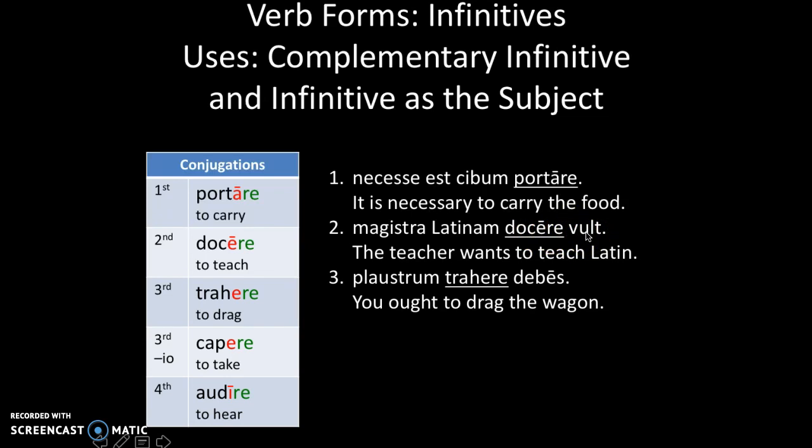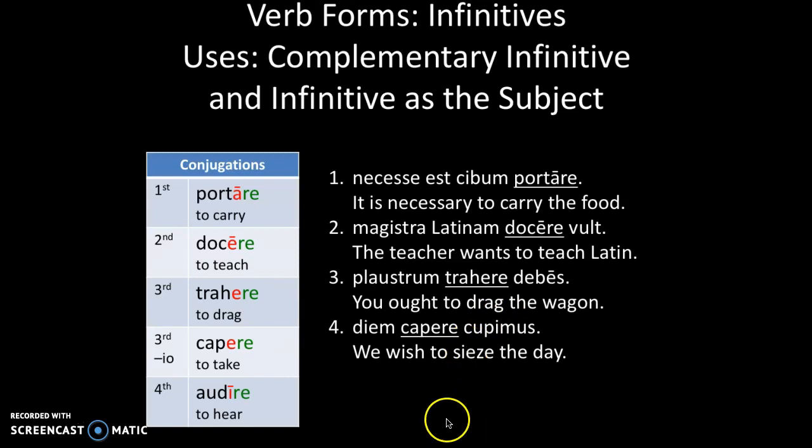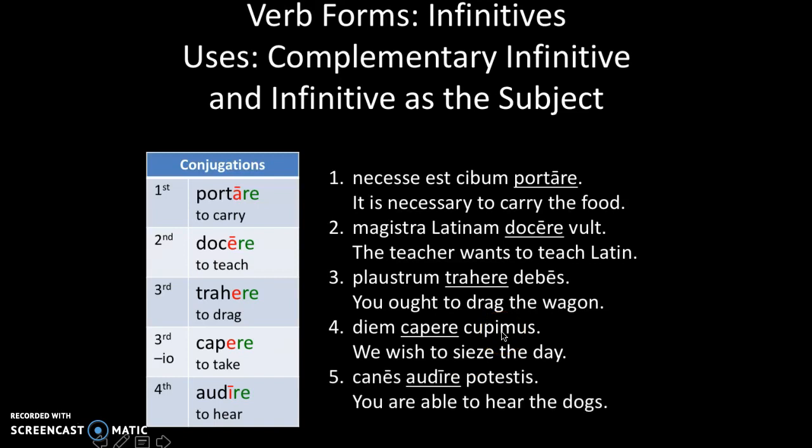Plaustrum trahere debes, you ought to drag the wagon. This is also a complementary infinitive because the trahere, to drag, is completing the idea of the main verb, debes, you ought. Diem capere cupimus, we wish to seize the day. This is also a complementary infinitive. Cupimus is the main verb, we want.